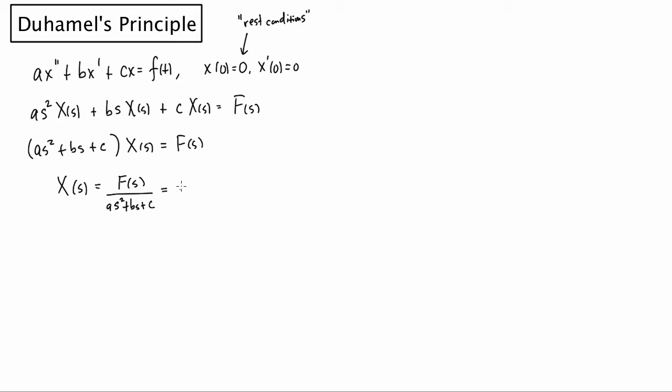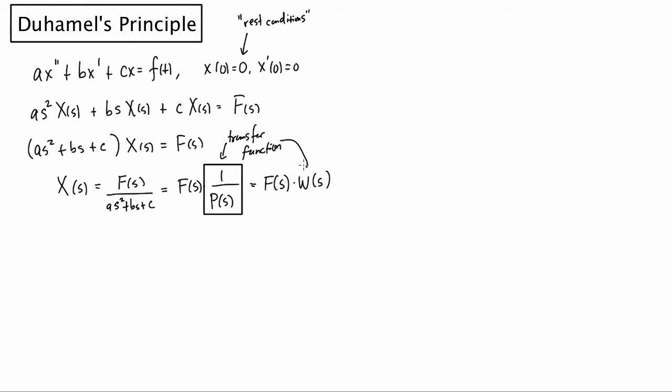Now, in particular, I want to think of this as being f of s times 1 over the characteristic polynomial p of s. And these things have names. This guy right here is called the transfer function. You will typically see this in a lot of books written in the form f of s times w of s, where w of s is 1 over p of s. That's the transfer function.